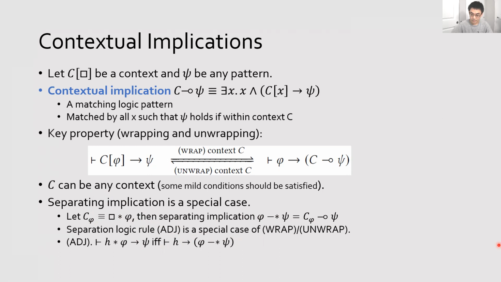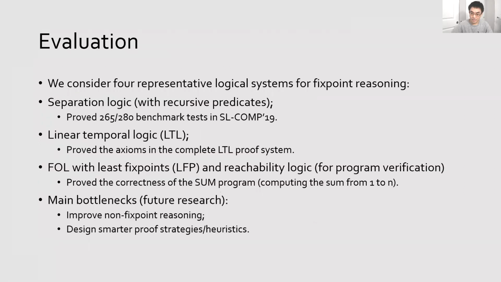Contextual implication is a main reason why our generic proof rules really work in various logical theories. It is very general and it captures the essence of context reasoning. We evaluated our unified proof framework on 4 logical systems. For separation logic, we took the separation logic competition benchmark and we passed 265 out of 280 tests, which outperformed many separation logic provers. For LTL, we proved the axioms in the complete LTL proof system.